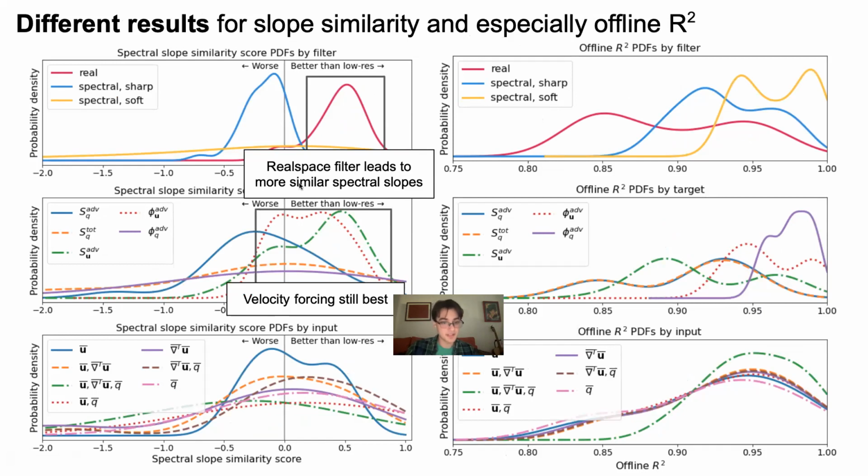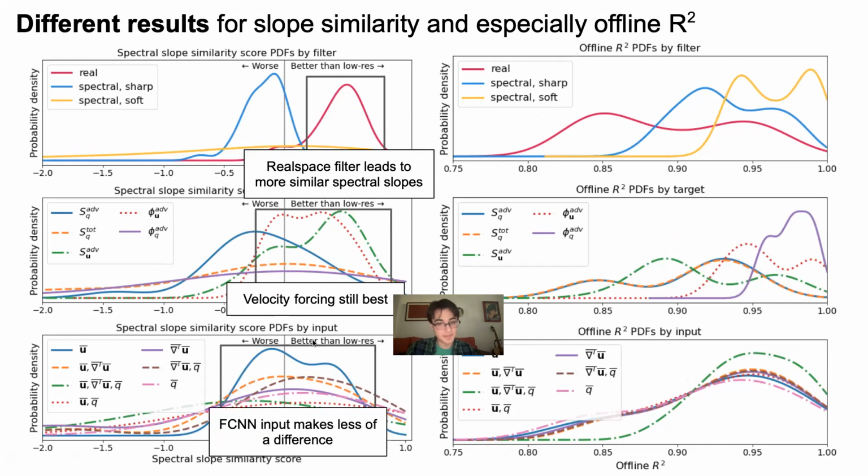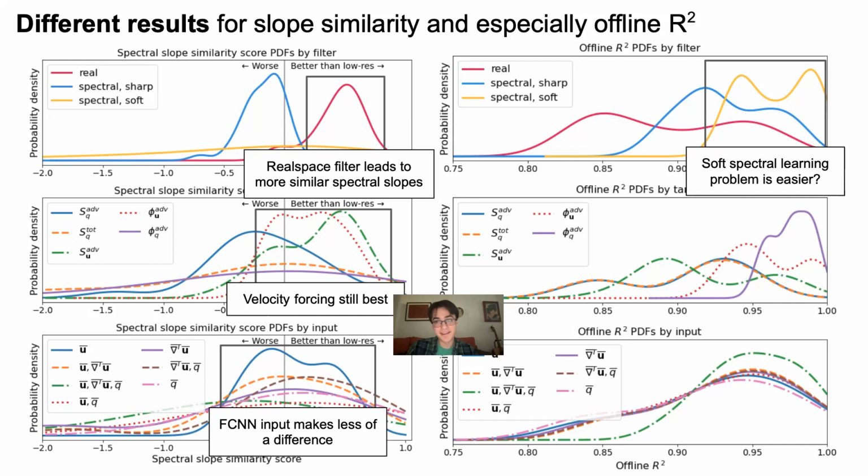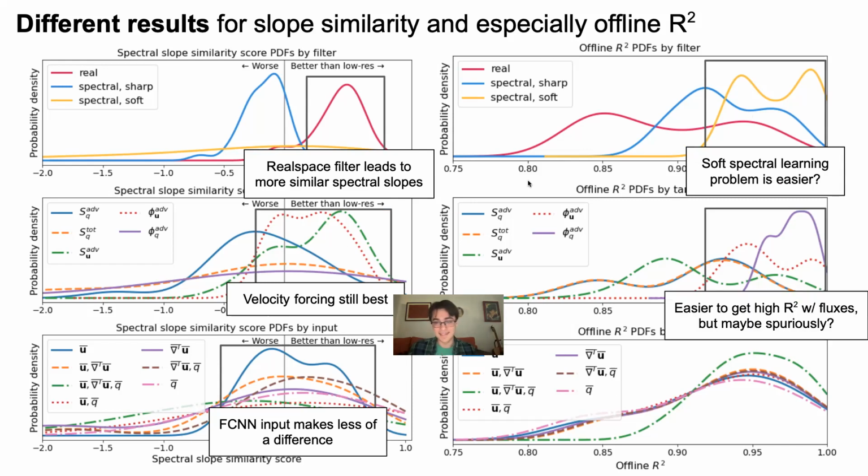Velocity forcing still did best in terms of spectral slopes. The input made less of a difference, but when we go to R squared, the filter that did the worst by the other metrics does the best. Maybe because the underlying problem is a little easier, but the problem we're solving no longer corresponds to the problem that leads to the most similar predictions to the high-res model. And also, the flux formulations did better, which is interesting.